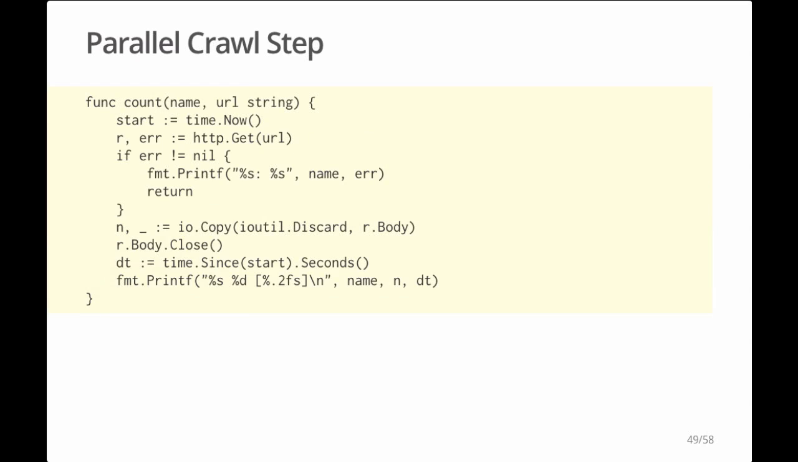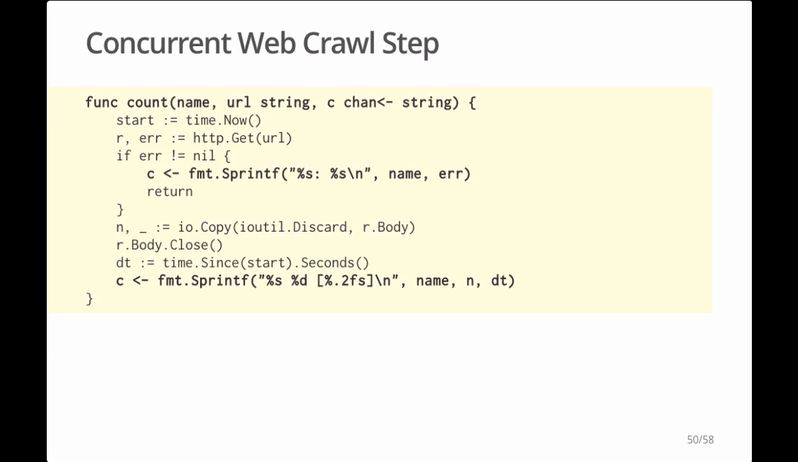Here's the count function. The same one we saw before, completely unchanged. Now to make it concurrent, I'm going to change it ever so slightly. Here I've changed 3 lines. First, the function has a new argument, a parameter c of type channel of string. The left arrow is the Go communication operator, and the fact that it's pointing into the word chan is an annotation declaring that the only allowed operation is sending to the channel.